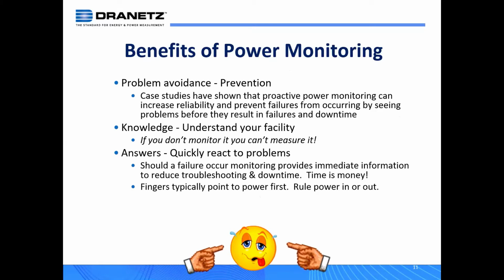So certainly problem avoidance. Case studies have shown that proactive power monitoring can increase reliability and prevent failures from occurring by seeing problems before they result in failures. And I think in one of my prior web presentations, I shared that we work with a large government organization who uses a particular brand of UPSs, and they happen to know when the output is starting to fail on those, it throws transients out on the line. So they pick them up with our fixed system, and they start seeing these transients.